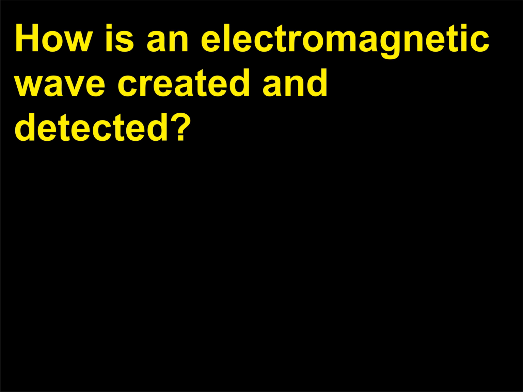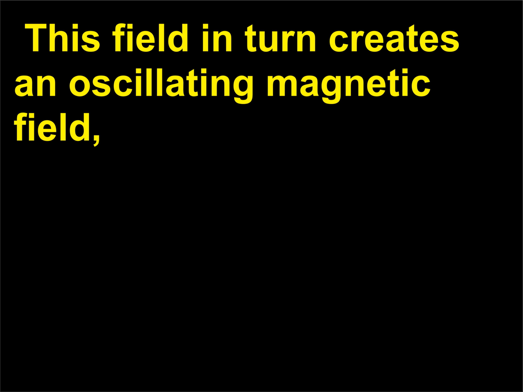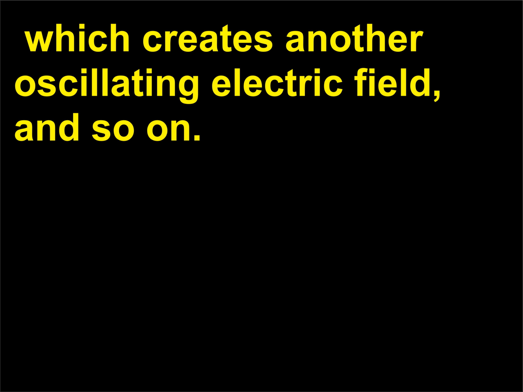How is an electromagnetic wave created and detected? Electromagnetic waves are created by accelerating electrons that create an oscillating electric field. This field in turn creates an oscillating magnetic field, which creates another oscillating electric field, and so on.